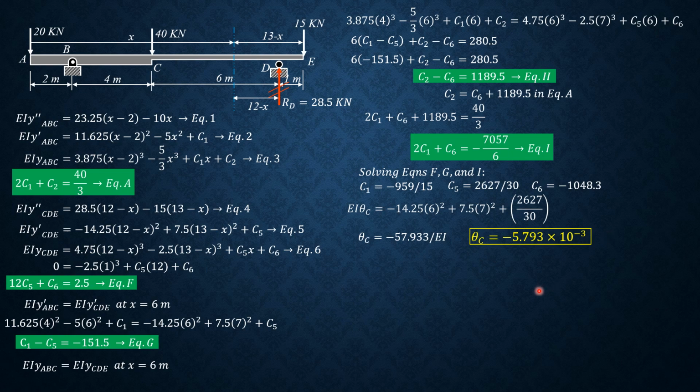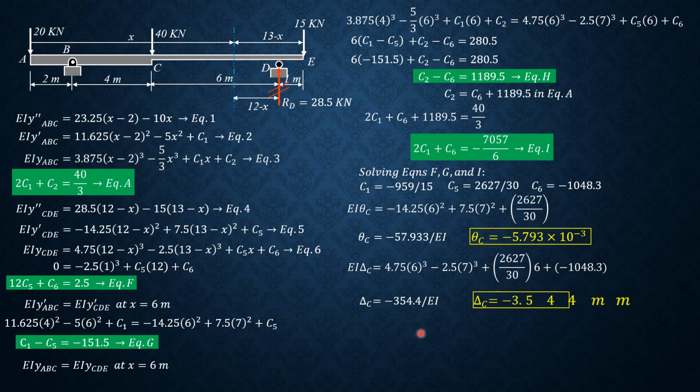Then for EI delta C, let's use the CDE equation here. So EI delta C is 4.75 times 6 cubed minus 2.5 times 7 cubed plus c sub 5, which is 2627 over 30, times 6, then plus c sub 6, which is negative 1048.3. So solving for delta C, we expect the same answer, negative 354.4 over EI. Since the shortcut is we divide by 100, it's the same. Delta C is negative 3.544 mm.